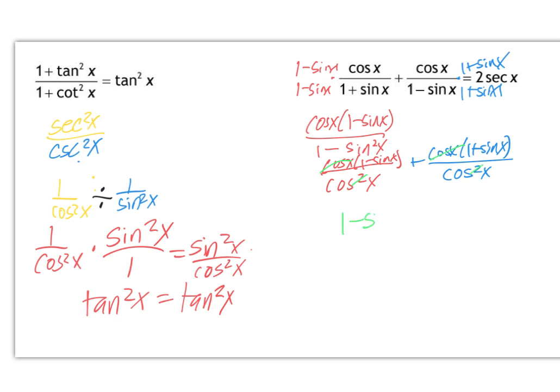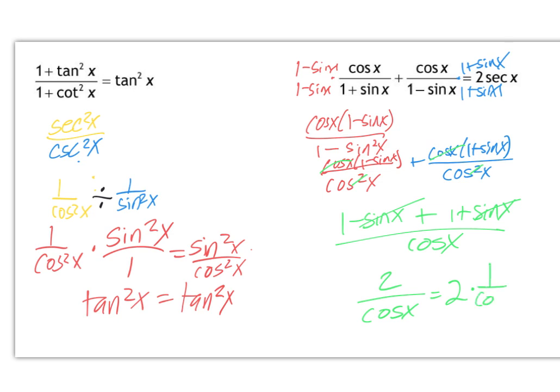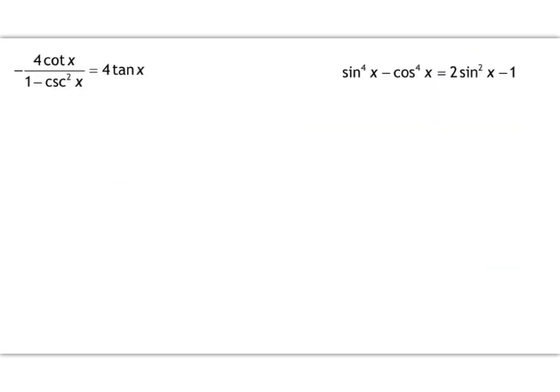And we're left with 1 minus sine x plus 1 plus sine x all over cosine of x. Minus sine plus sine go away, leaving us with 2 over cosine of x. We know that's the same as saying 2 times 1 over cosine of x, which is 2 secant of x. All right, last ones. We've got some weirder things going on here.